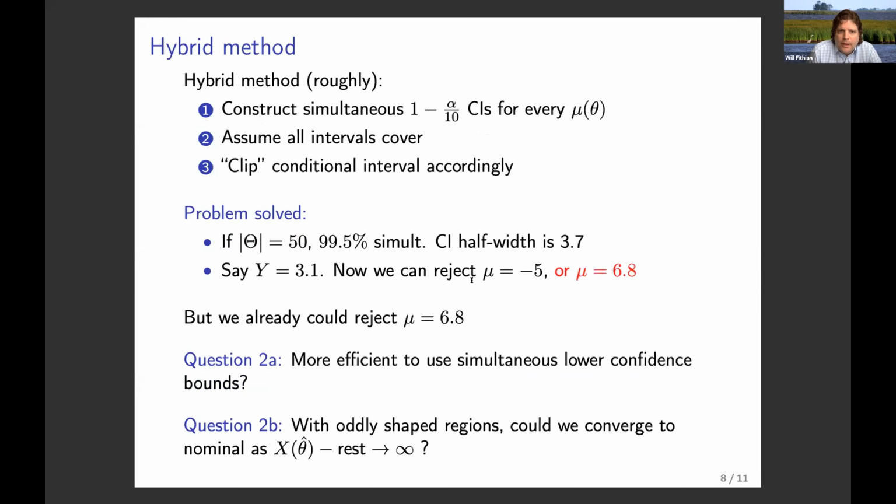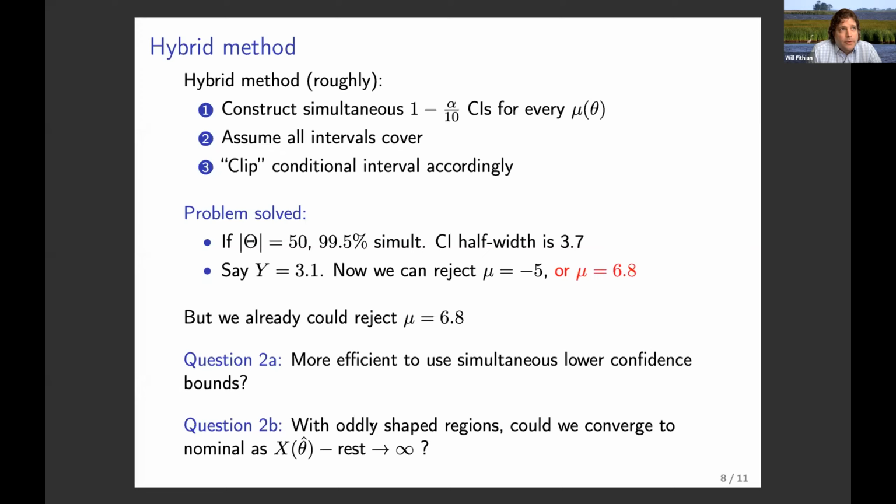Okay, so the other thing is, we can reject mu as -5, but we could also reject mu as 6.8. That's 3.1 plus 3.7. But we actually could already reject that mu as 6.8. So it doesn't seem like we've gained anything on the top end. We certainly gained by clipping the bottom end, but we didn't need to clip the top end. So I wonder, of course I've described a simpler version of what they're actually doing, but would it be more efficient to use just lower confidence bounds instead of confidence intervals for the initial step?